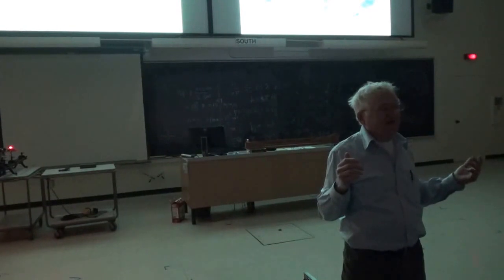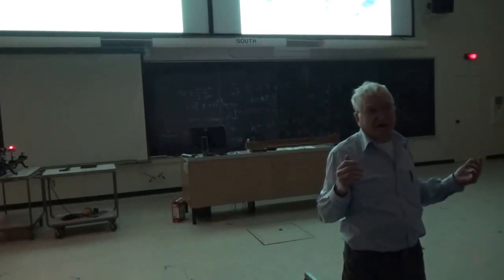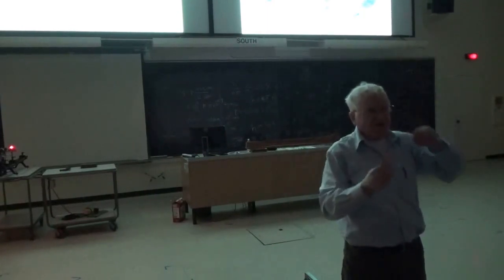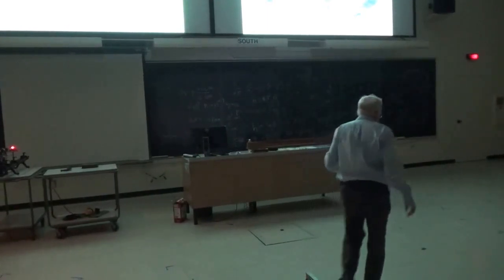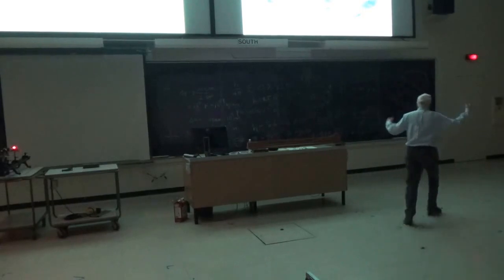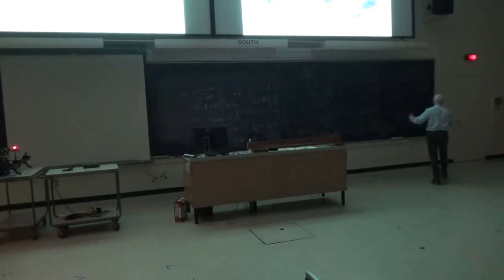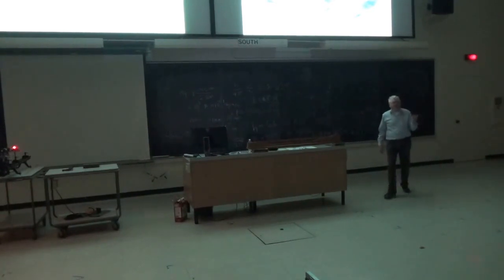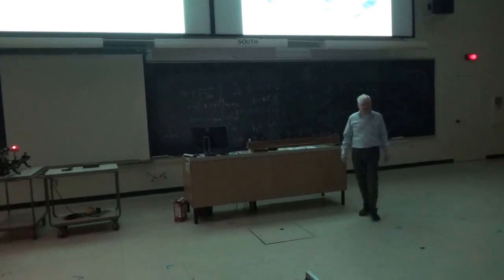has been traveling for 13.8 billion years. Right. And it's coming at us from all directions. And in fact, if I had a three-dimensional blackboard, I would have made this thing a sphere, and we're at the center. And the radius of the sphere is 13.8 billion light years.